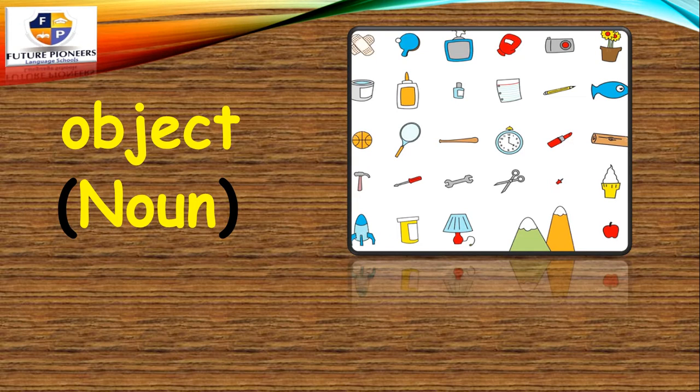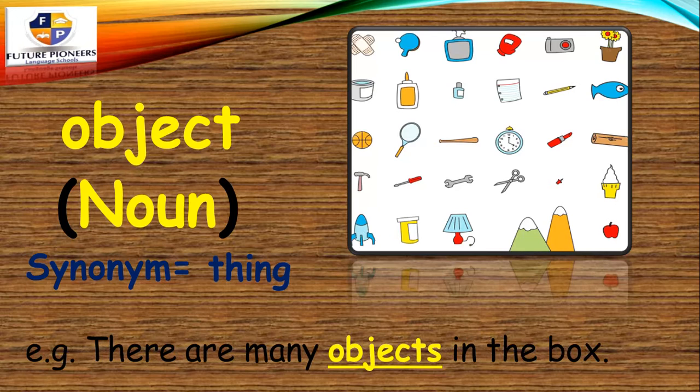Object is a material thing that can be seen or touched. So, if you can touch the laptop, it's an object. If you can see the cloud and touch it, then it's an object. Its synonym is thing. Synonym means the same meaning. Example: there are many objects in the box.